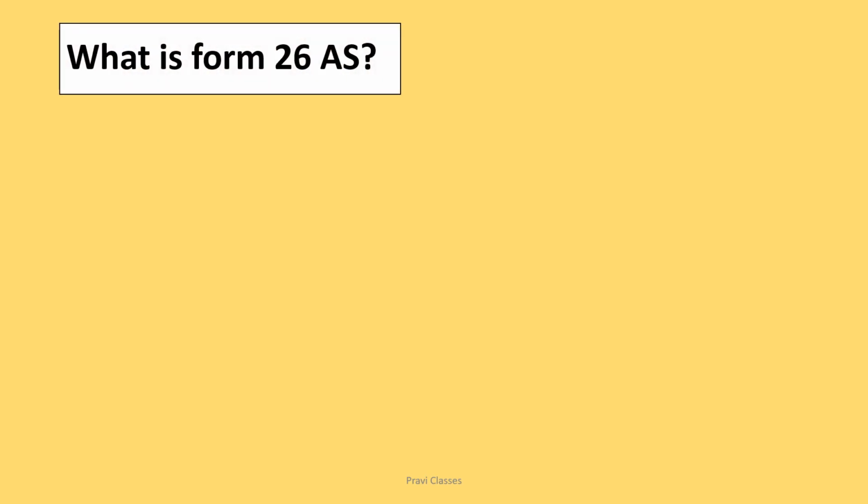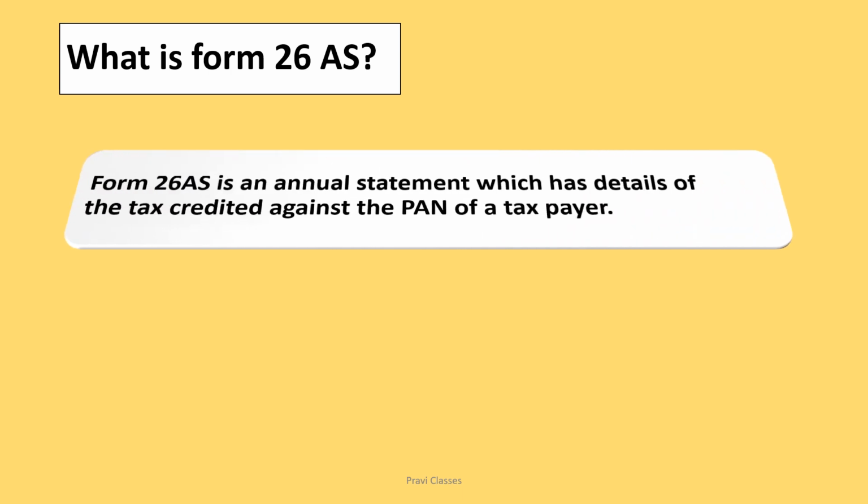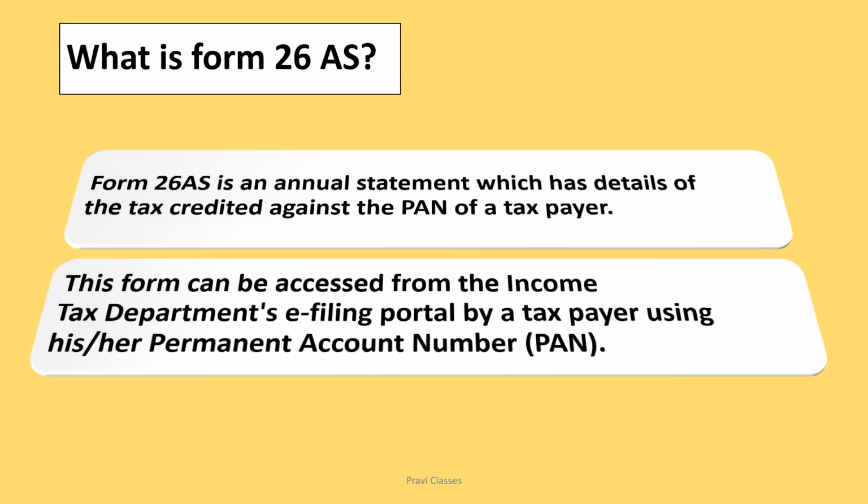What is Form 26AS? Form 26AS is an annual statement which has details of the tax credited against the PAN of a taxpayer. This form can be accessed from the Income Tax Department's e-filing portal by a taxpayer using his or her permanent account number, that is PAN number.